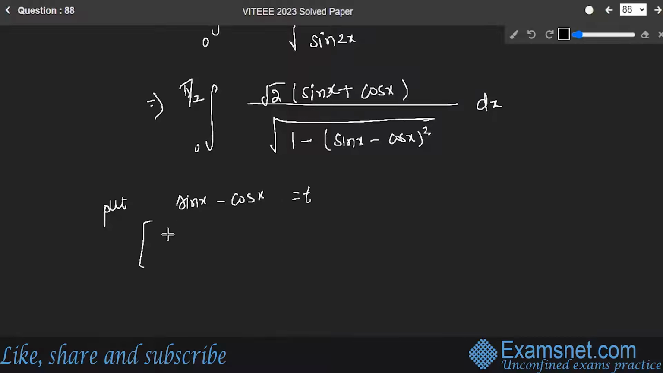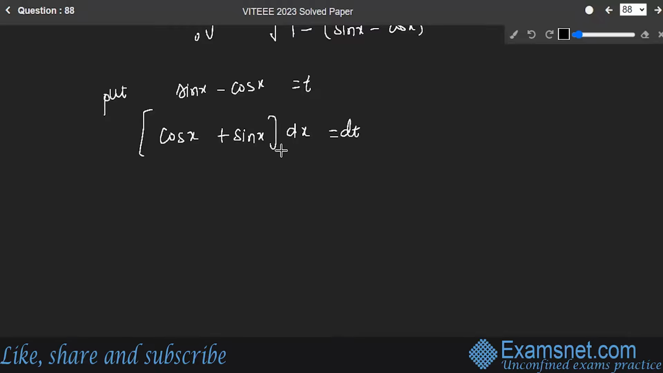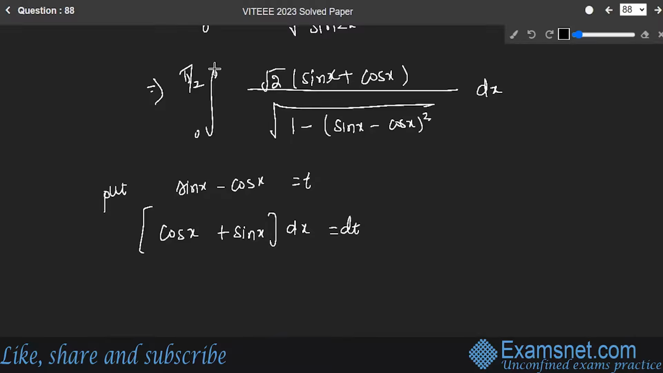Let's find the derivative, differentiating both sides with respect to x. You have cos x plus sin x, dx is equal to dt. Or see, when the limits are changing from 0 to pi.